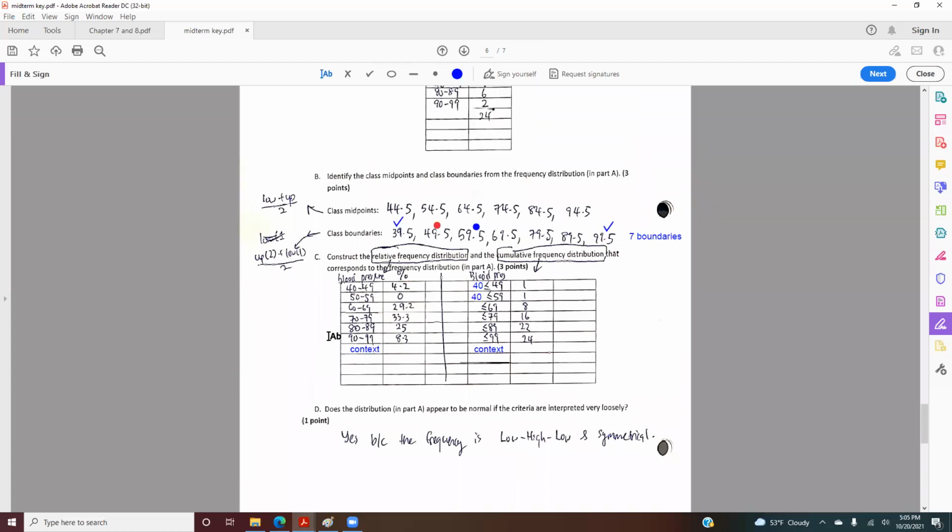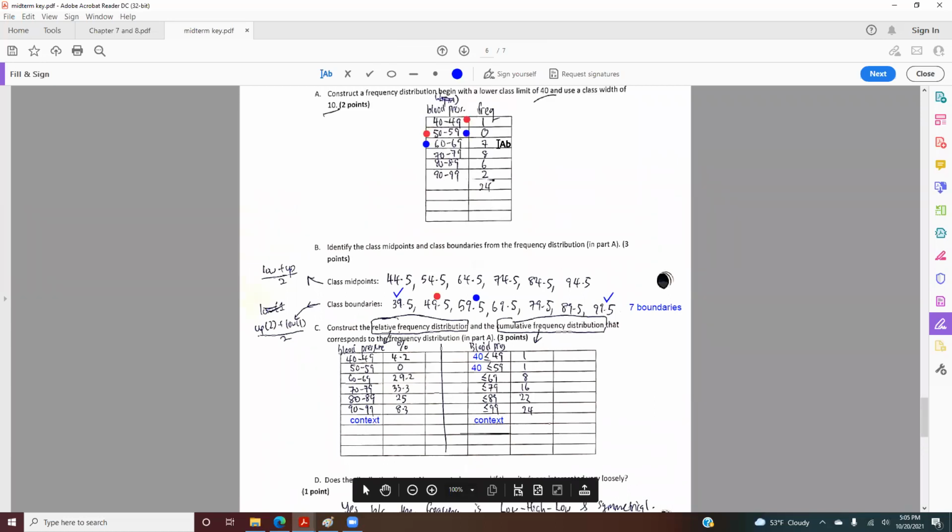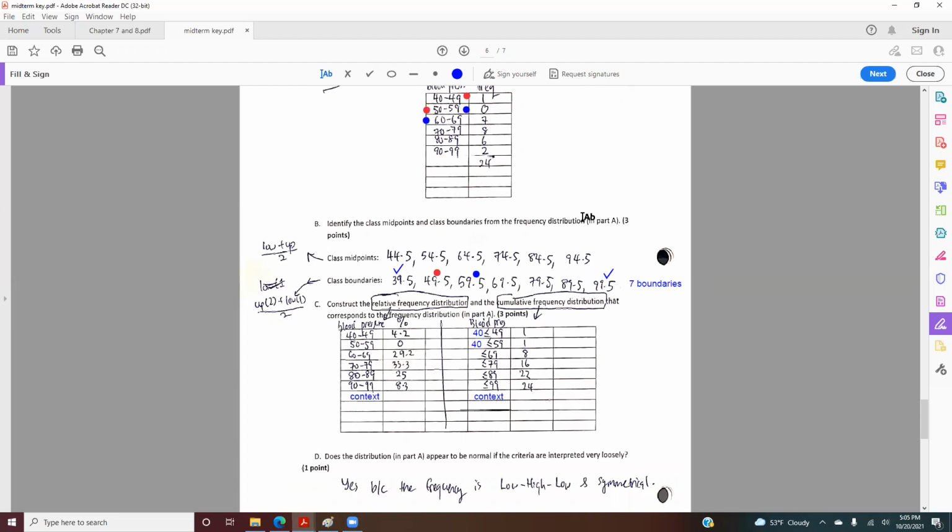And let's do the last one before we come. Is this normally distributed? How do we figure out it's normally distributed? You look at your frequency, and this frequency goes from low to high to low, and it's kind of symmetrical. So in this case, this is normally distributed.